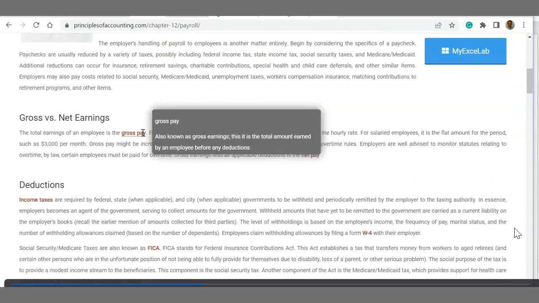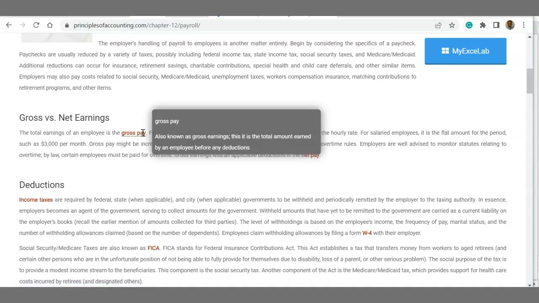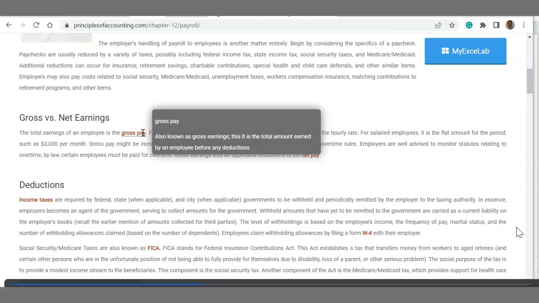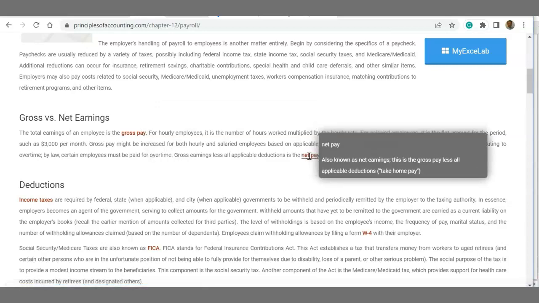And normally employees, they have gross pay, which is also known as gross earning. It is the total amount earned by an employee before any deduction. But after deductions for Social Security, Medicare, and income tax, like federal income tax, state income tax, they end up having a net pay, which is also known as net earning. This is the gross pay less all applicable deductions.